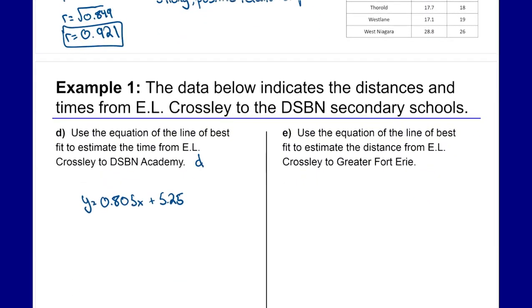Right, so that means that from my table, my D value is 14.5, or in other words, our x value is 14.5. So in our equation, we can replace x with 14.5. So y equals 0.805 times 14.5 plus 5.25, and when I calculate that, I get 16.925. I'm just going to round it to this.